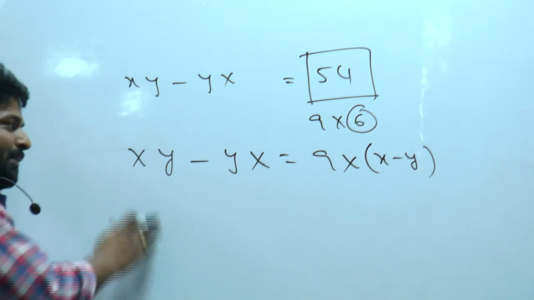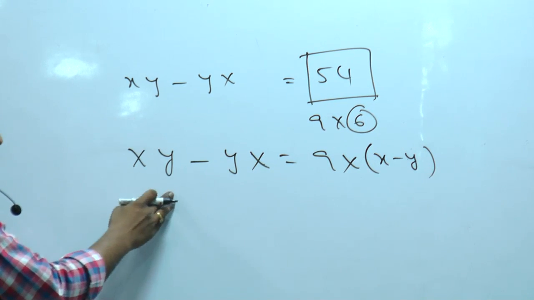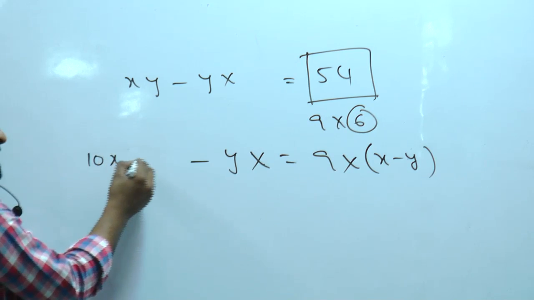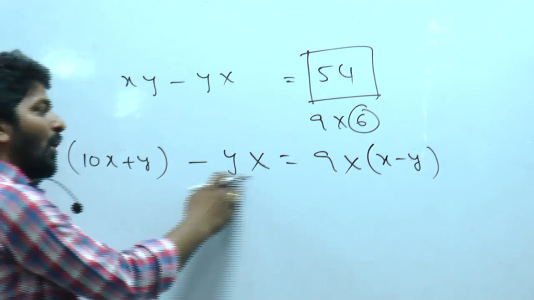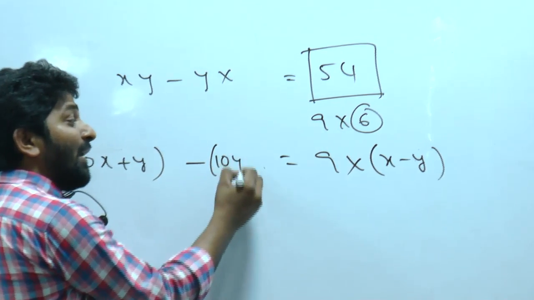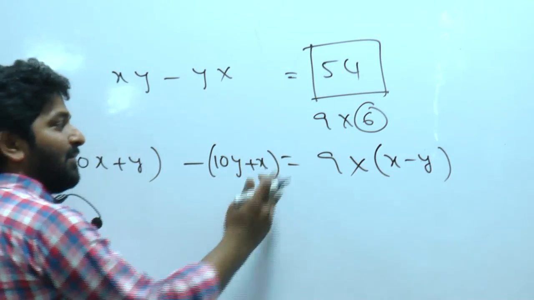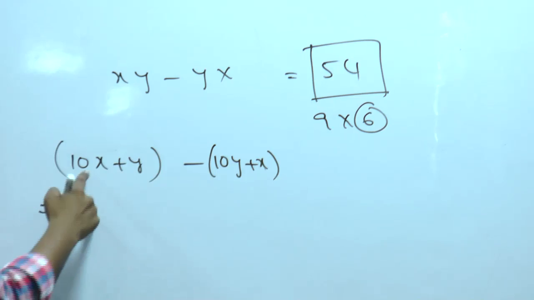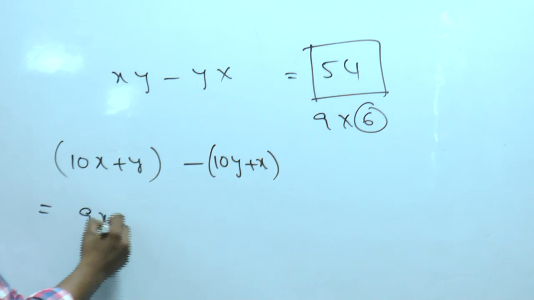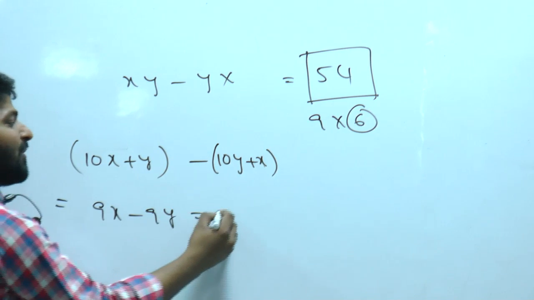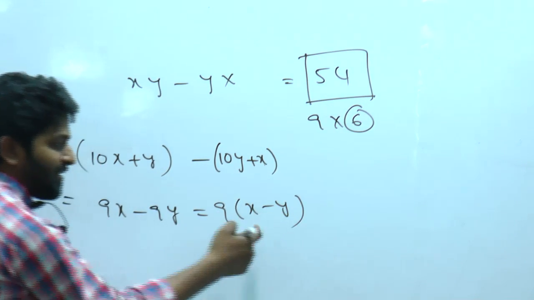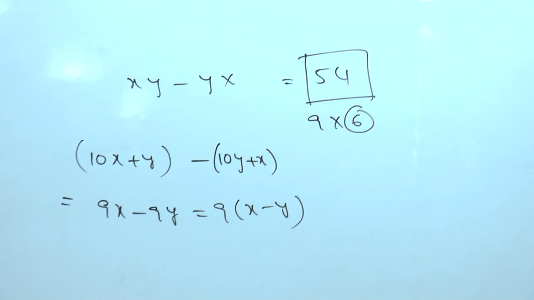I can give you even basic logic also. xy in the sense is 10x plus y, right? And yx in the sense is 10y plus x. Take the difference: 10x minus x is 9x, plus y minus 10y is minus 9y. This is 9 into (x minus y). This is the conclusion I am giving you.